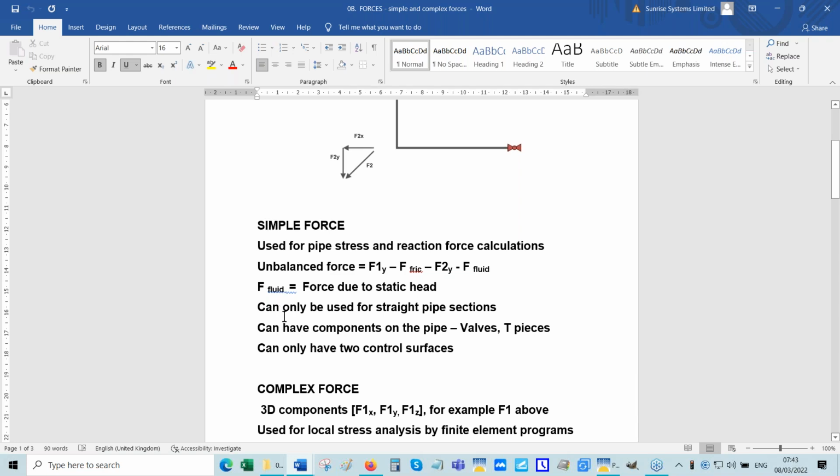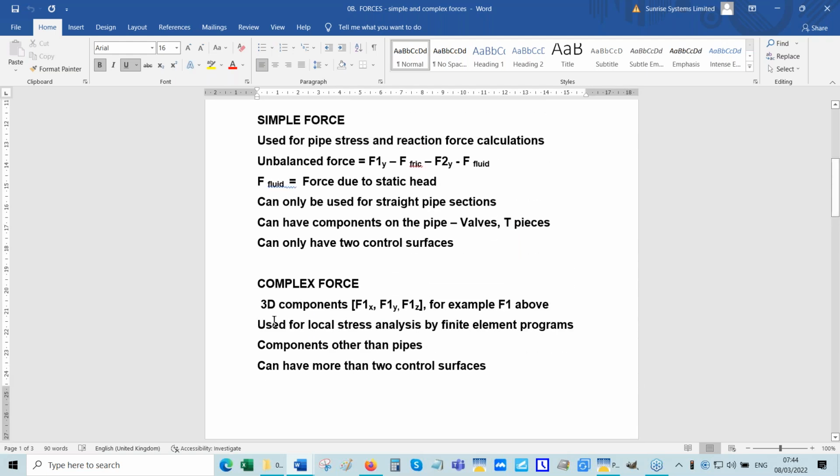A simple force can only be used on straight sections of pipes, but it can have components within the control volume, such as valves, T-pieces, and so on. As long as the direction doesn't change, you can have a number of components within the control volume. We'll see this later on. And it can only have 2 control surfaces by definition, because it's a straight section, and hence it can only have 2 endpoints to the control volume.